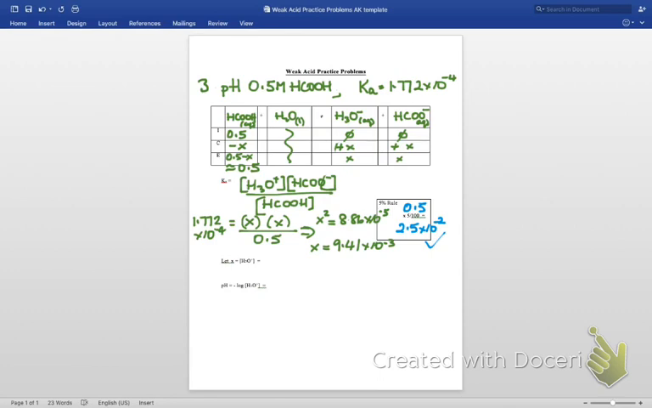X is equal to the hydronium ion concentration, which is 9.41 times 10 to the negative 3 molar. pH is minus the log of 9.41 times 10 to the negative 3, which is equal to 2.026. So the pH of the formic acid, our final answer, is going to be pH is equal to 2.026.